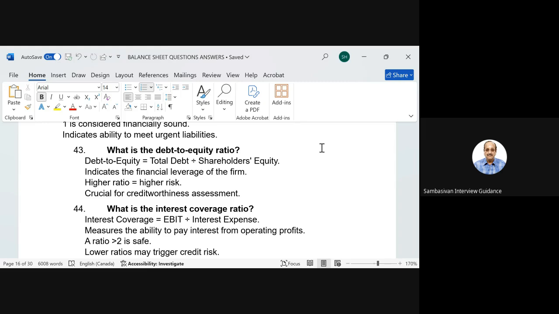Continue. 43. Sanat Nayak. Yes, sir. What is the debt to equity ratio? Debt to equity is equal to total debt divided by shareholders' equity. Indicates the financial leverage of the firm. Higher ratio is equal to higher risk. Crucial for creditworthiness assessment. I think this one we have already studied.